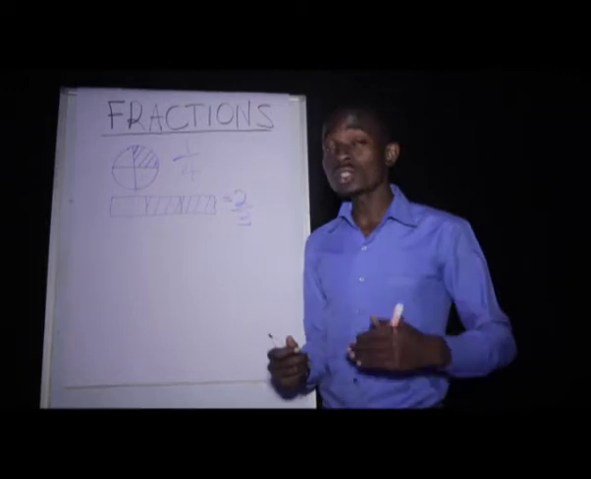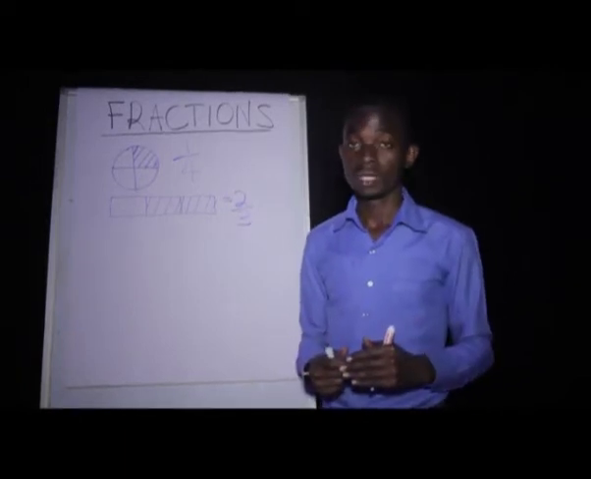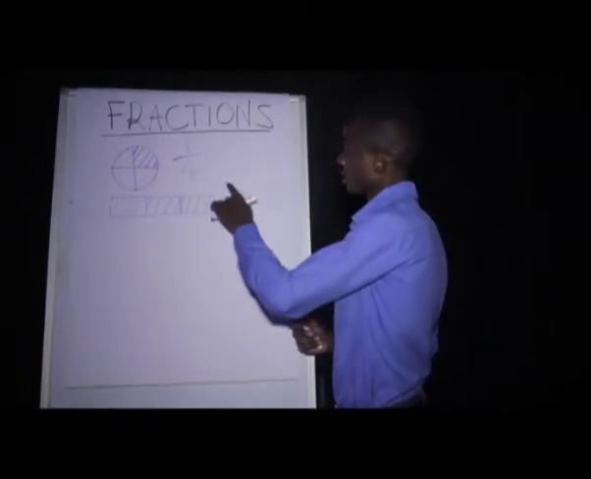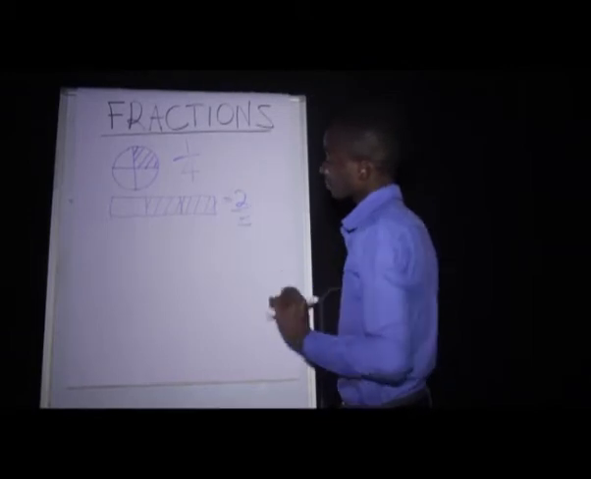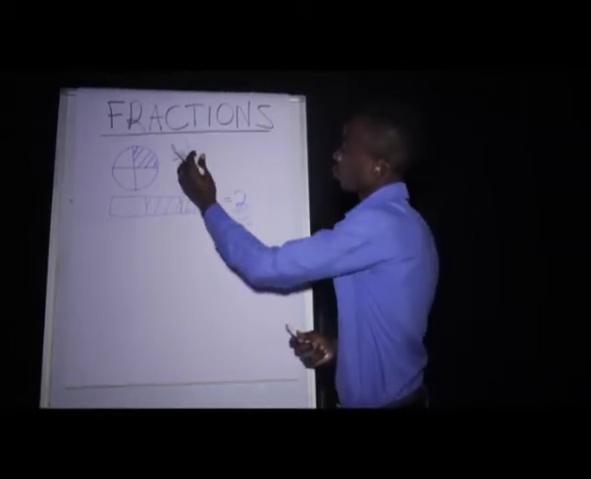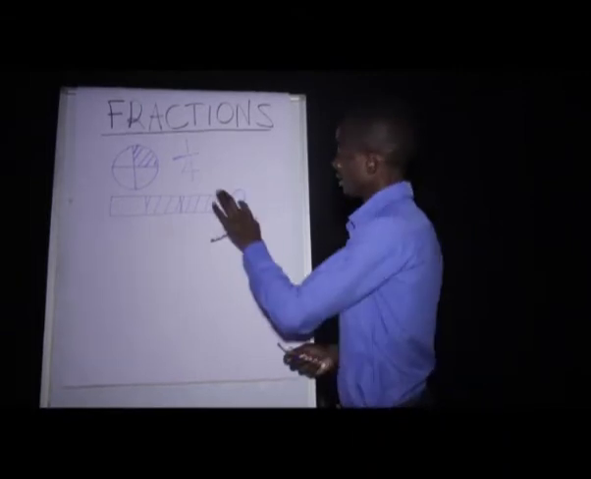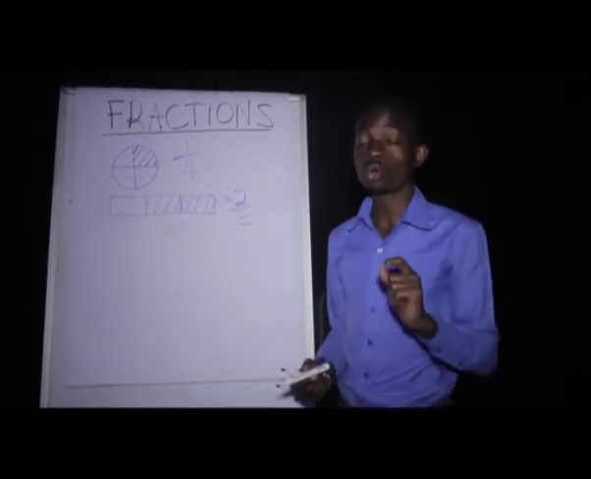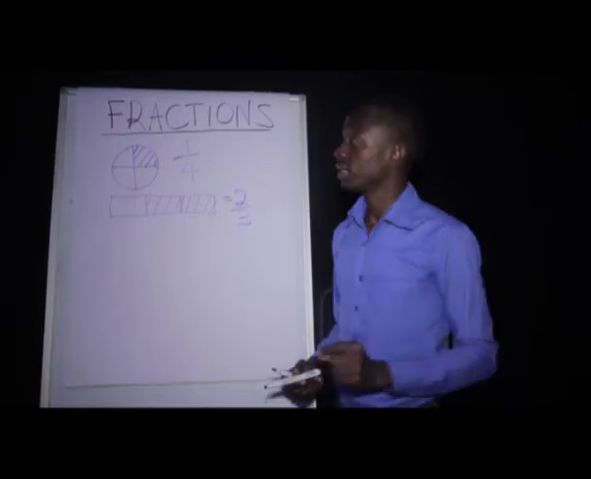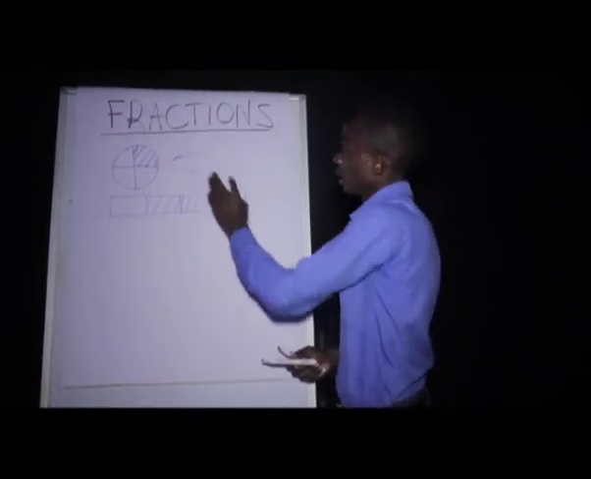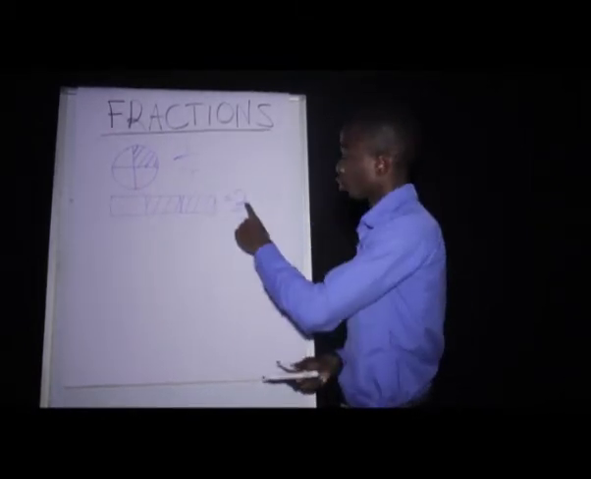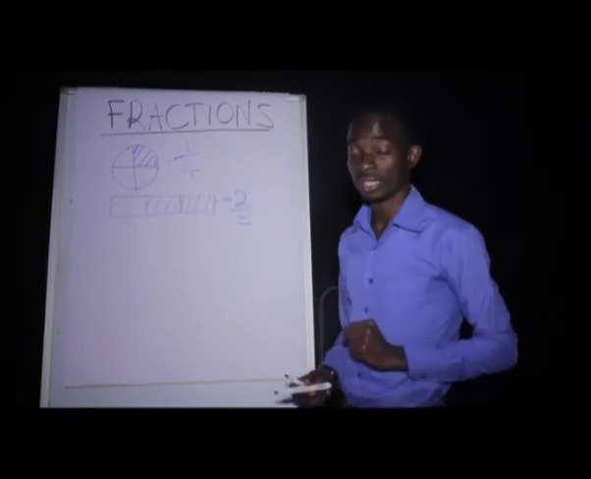Now, the fractions have different parts. If I have a fraction such as this one, I read it as 1 out of 4, or a quarter. Then this I read as 2 out of 3, or 2/3. This is a quarter or 1/4, and this is 2/3 or 2 out of 3.